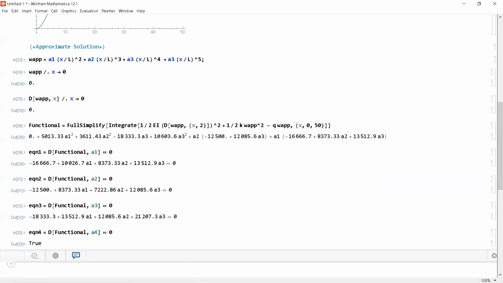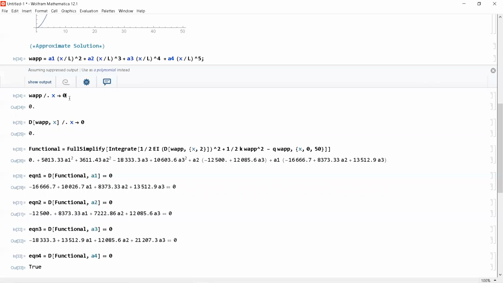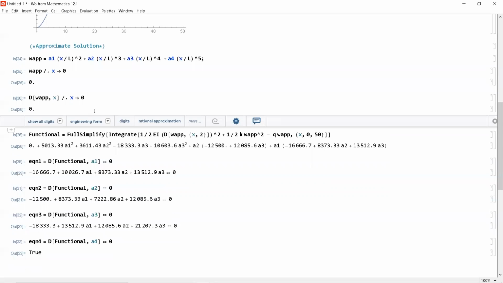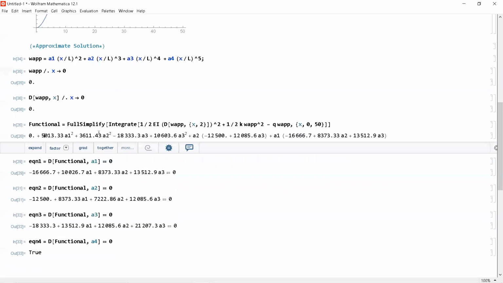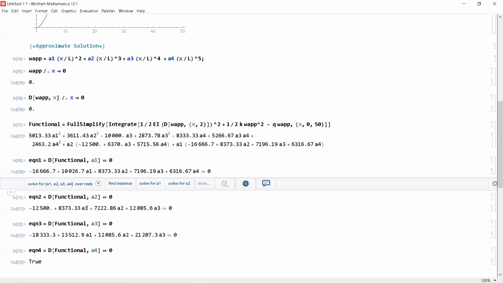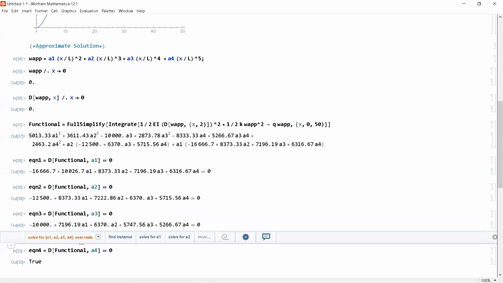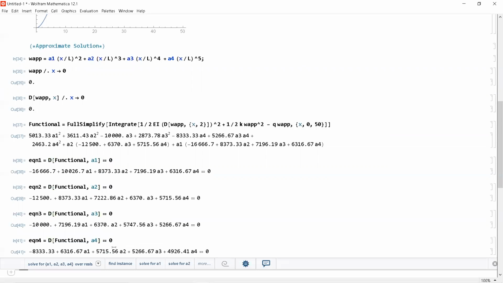and there's a problem. Equation 4, I guess I don't have it. Oh, I have a problem. This should be A4. I apologize. So this needs to be redone here. I have to redo that. Okay. So I took the derivative of the functional with respect to A1, A2, A3, A4.